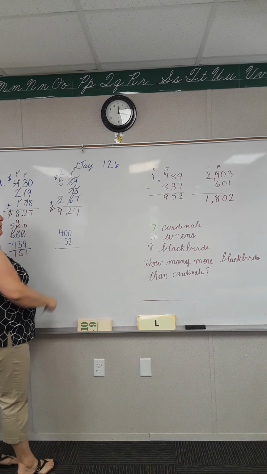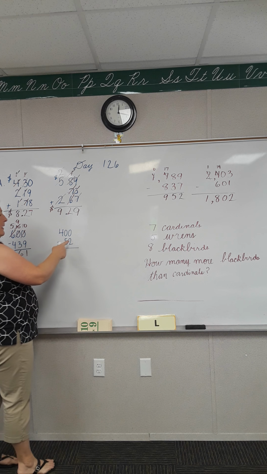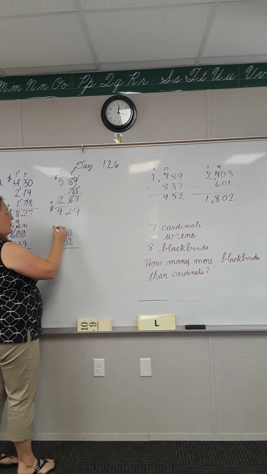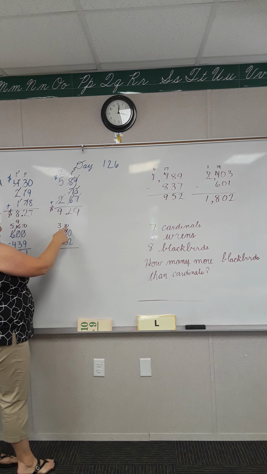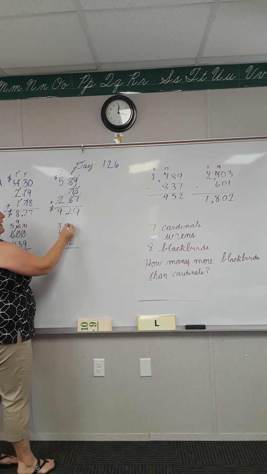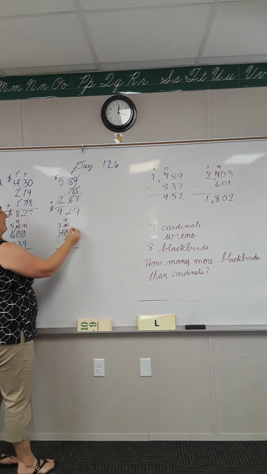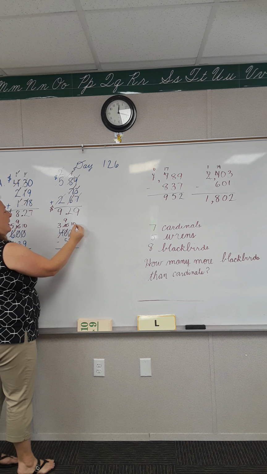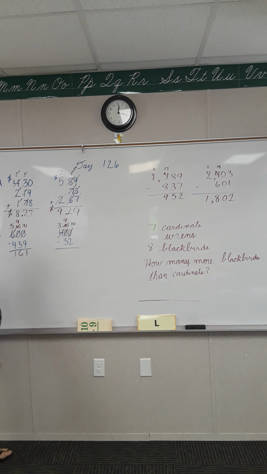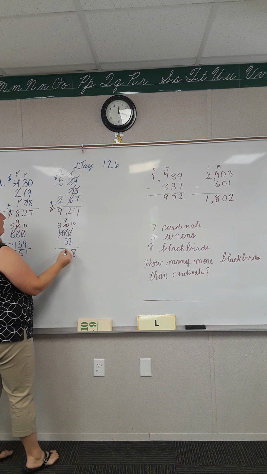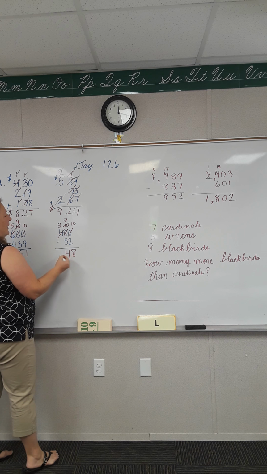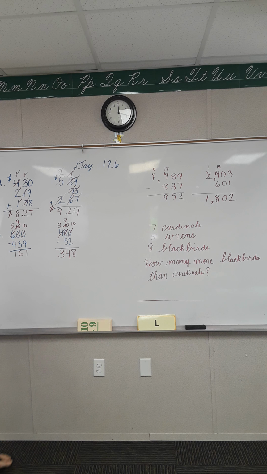0 take away 2. You can't do that. So you can't borrow from a 0, so you borrow from the 4 and make it a 3, and now this one becomes a 10. Now you can borrow. Now you borrow from the 10 to make this one a 10. 10 take away 2 was 8. 9 take away 5 equals 4. And 3 take away nothing equals 3. 348.